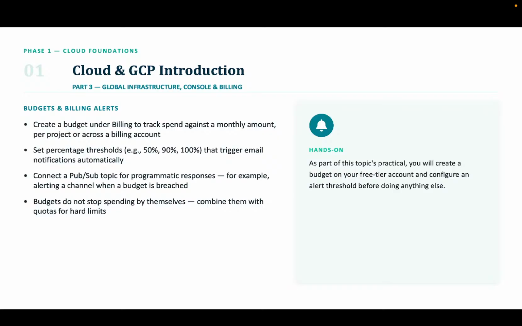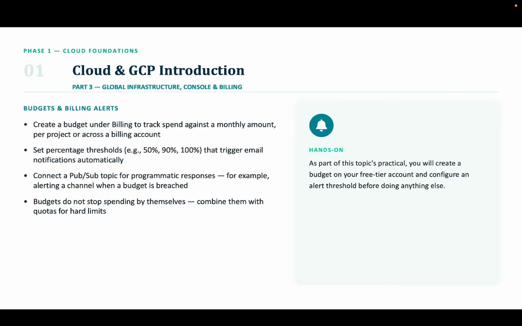You can have it per project or per billing account, and you can set up thresholds like 50% or 90% or 100%. You'll get notifications, and once you get a notification, you can take action.